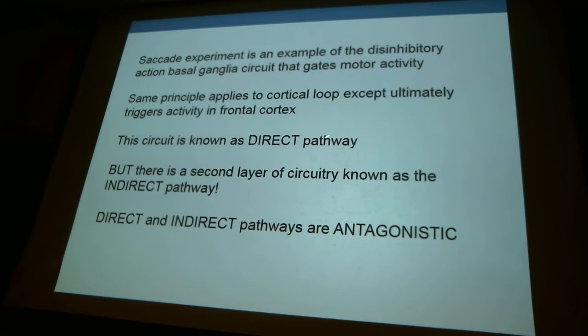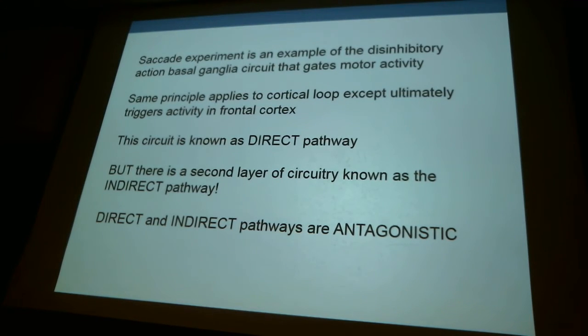What we've been talking about is known in the field as the direct pathway. I know it sounds a little complicated. That is the direct pathway, and now we're going to talk about the indirect pathway. Okay, so wait, there's more. The direct and indirect pathways are antagonistic, just like we had antagonism of muscles, and antagonism of center surround circuits. Here we have antagonism of these basal ganglia nerves.